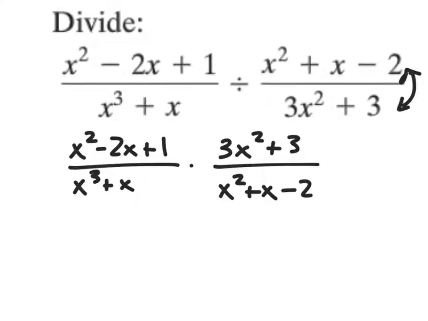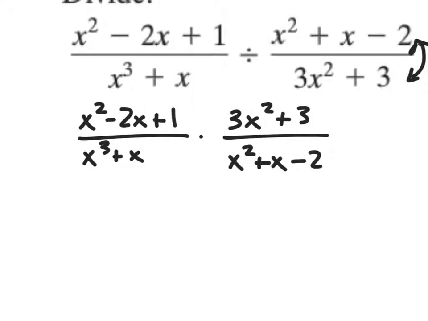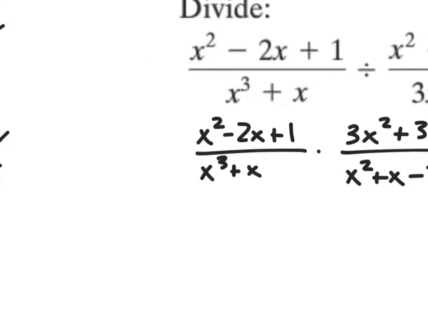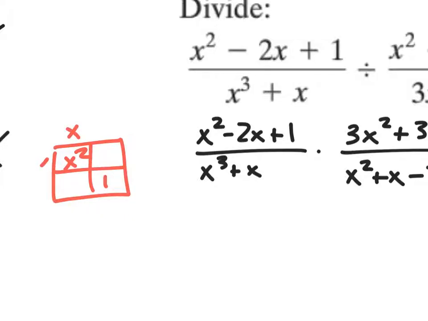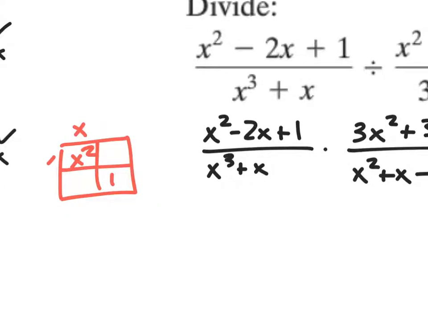All right, so first things first, let's factor this numerator over here. I'm going to do the box method. I've got x squared, I've got positive 1, so x and x. I want two numbers that multiply to positive 1 but add to negative 2. So that's going to be negative 1 and negative 1. Negative 1 times negative 1 gives me 1. This is negative x, combine my like terms, I get negative 2x. So we're good. That's how that factors.